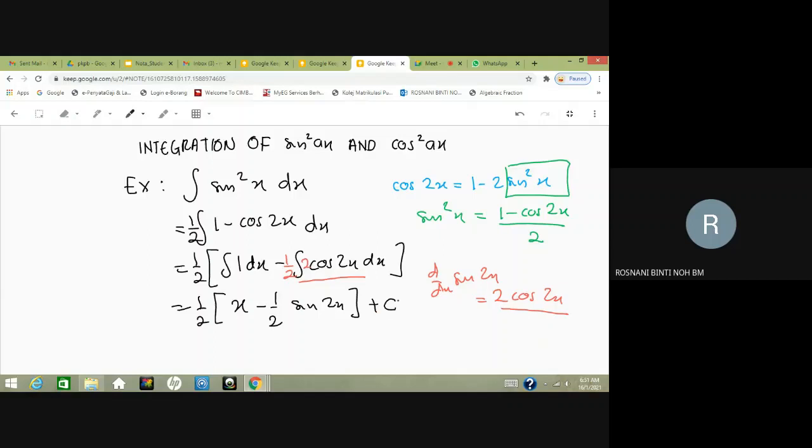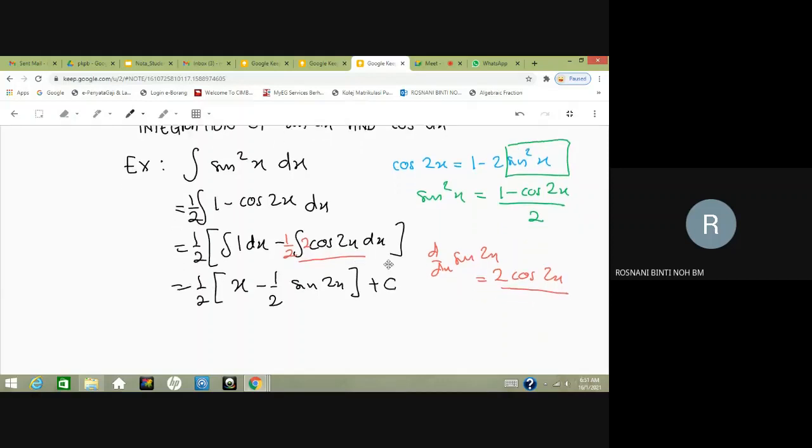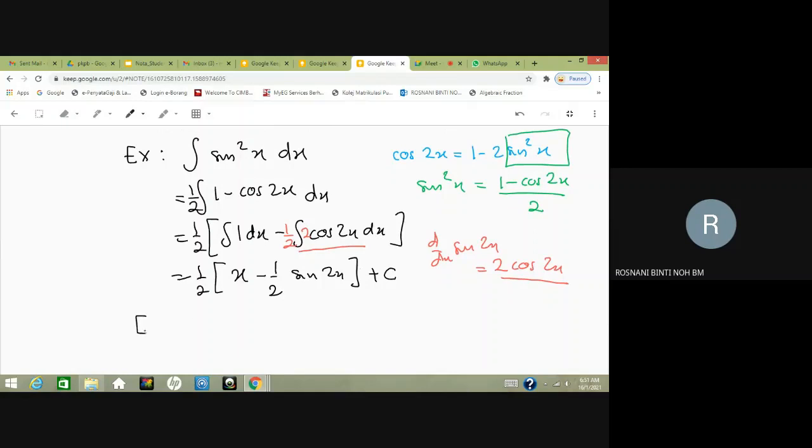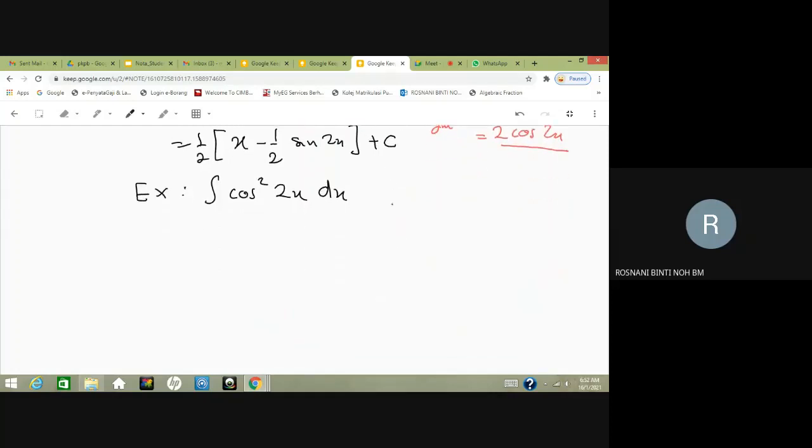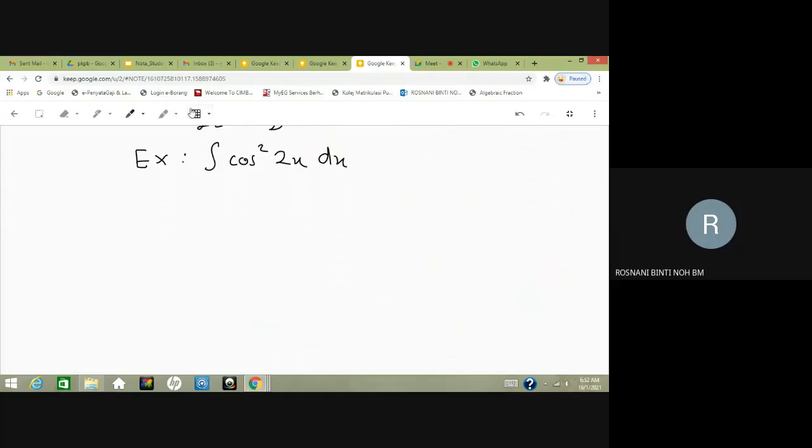You can leave your answer like this, or you can eliminate this bracket. Not much different for that. Okay, so the second example: we integrate cos squared 2x dx. For this one, we will use the same method, where we need to use the double angle formula for cos itself, because we don't want this squared.